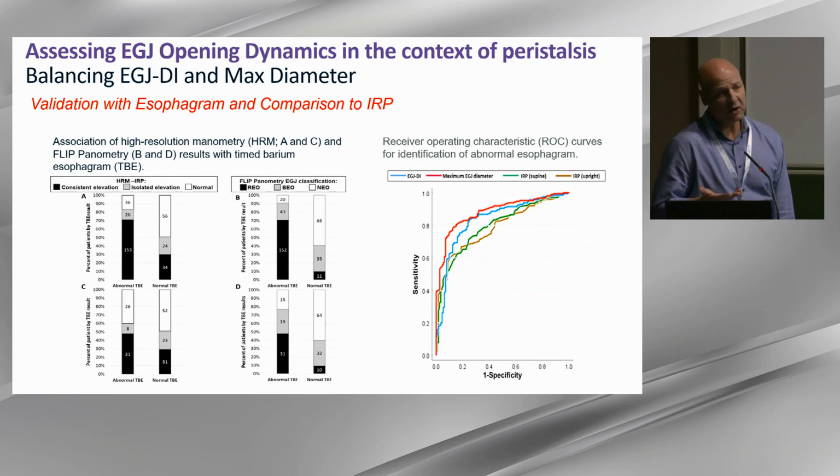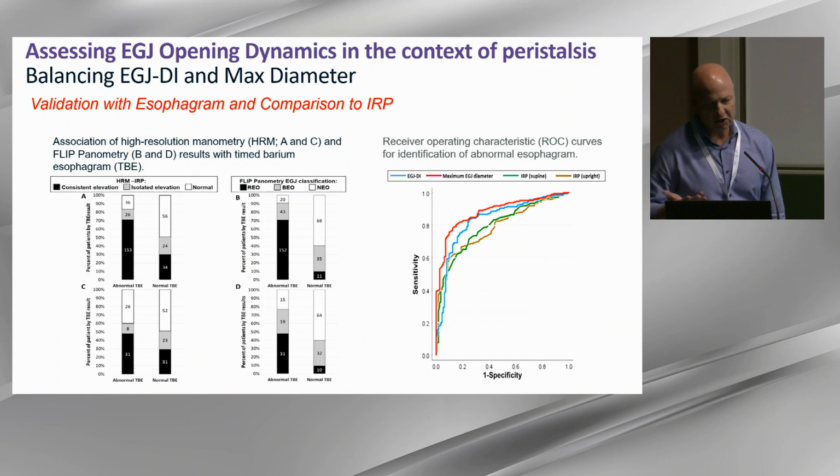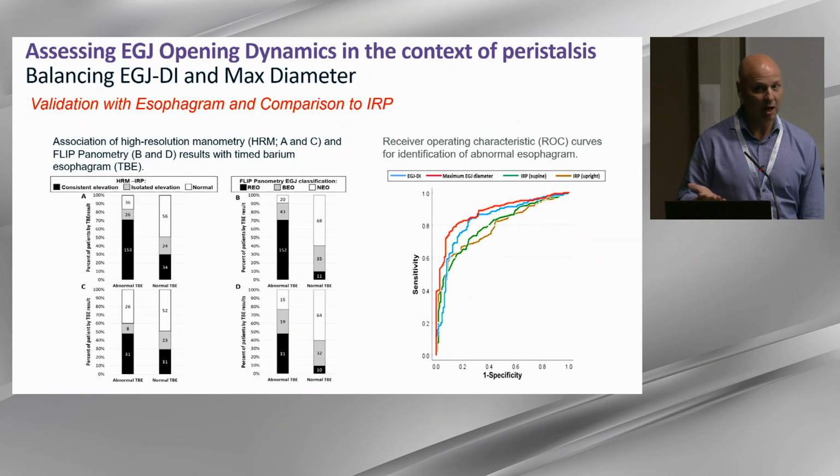So we started to compare this to high-resolution manometry. And when we looked at EGJ opening dynamics, we could clearly see that the EGJ DI and the maximal diameter during the distension protocol tracked quite well with IRP in both the supine and upright position in terms of predicting bolus retention. In fact, it performed just a little bit better, but not anything to be jumping up and down about, but it's certainly not worse.